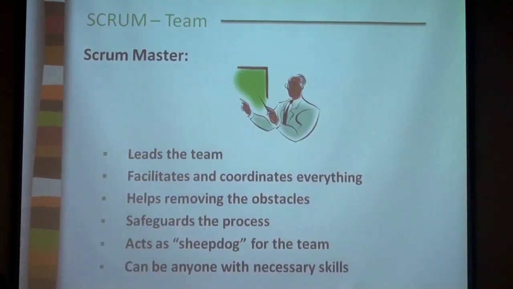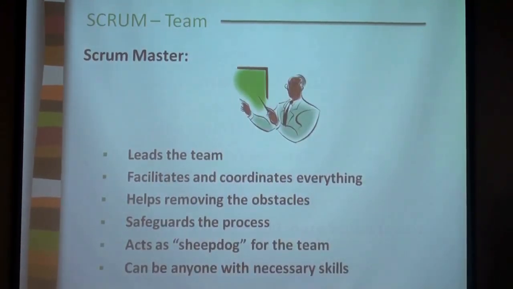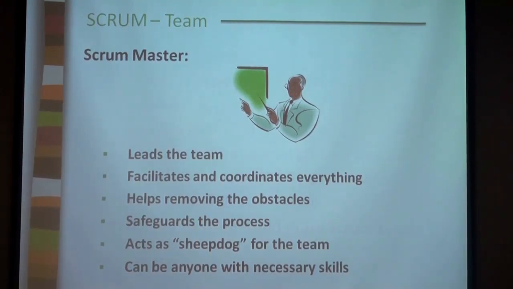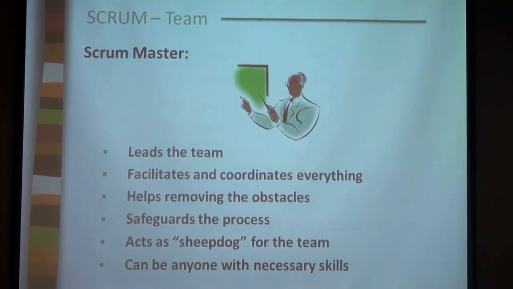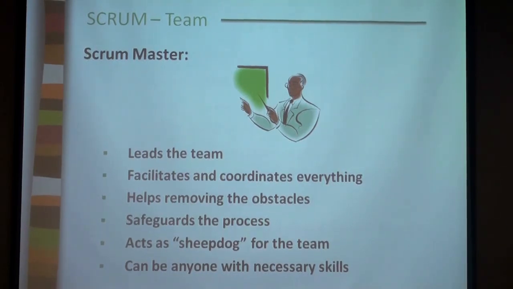Now let's look at the details of whom we should have in our group. The Scrum Master, as I said, is the person who is responsible for Scrum sprints running smoothly. This person already leads the team, facilitates and coordinates everything, and also helps remove obstacles.